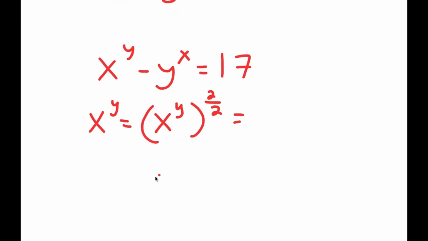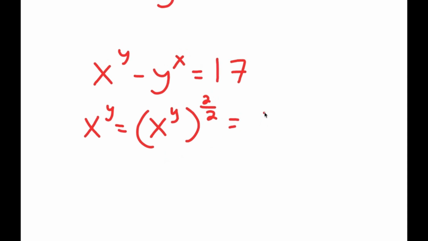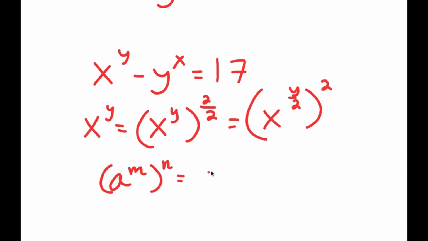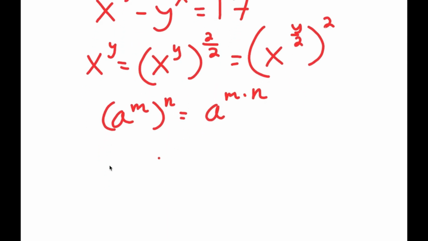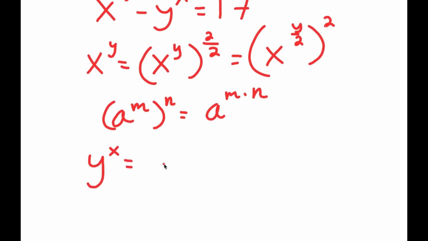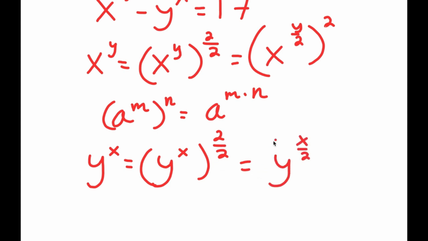Now this I can rewrite as x to the power of y over 2, to the power of 2, because if I have something in the form a to the power of m to the power of n, this is the same thing as a to the power of m times n, so I can switch these up. Now, y to the power of x, I can also change this up as well. I can rewrite that as y to the power of x to the power of 2 over 2. And this, I can rewrite as y to the power of x over 2, to the power of 2.